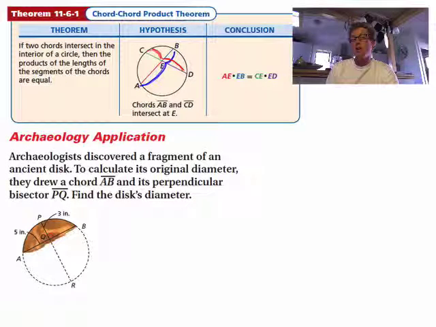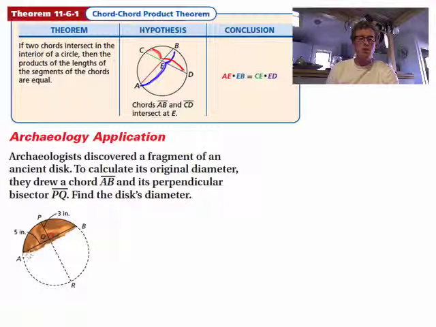In this case, let's do an archaeology application. So archaeologists discovered a fragment of an ancient disk. That's this orange part right here. You can kind of see some hieroglyphs in there. To calculate its original diameter, they drew a chord AB and its perpendicular bisector PQ. Our job is to find the disk's diameter.